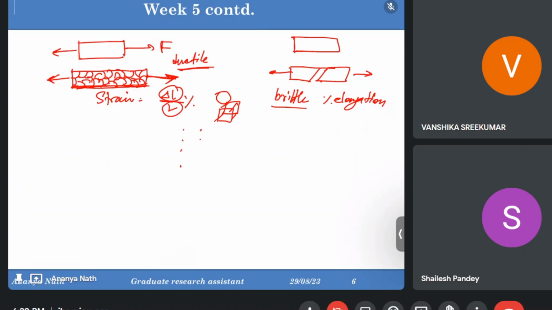If these are the atoms inside it, due to the stretching, there will be breaking of bonds in the atoms, and some extra half plane will appear. This is what the dislocation means. This is one dislocation, and when we are pulling it from both sides, a lot of dislocations form inside the material, and these dislocations move inside the lattice to accommodate the strain, to give rise to that percentage elongation.